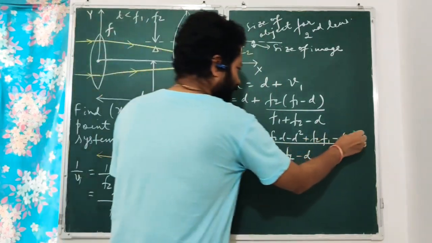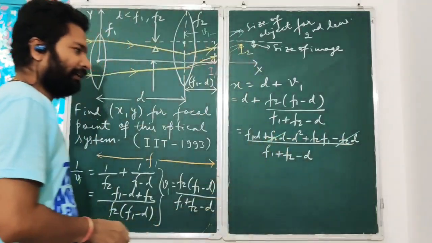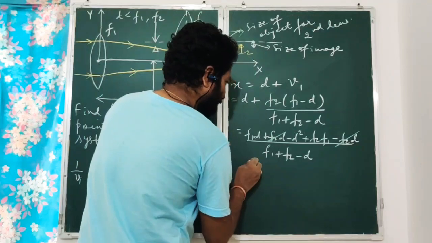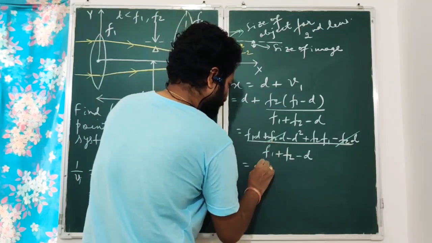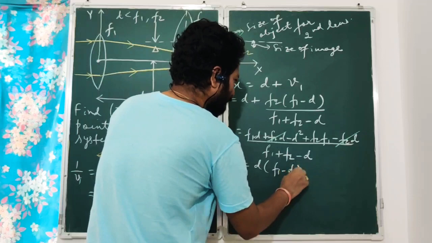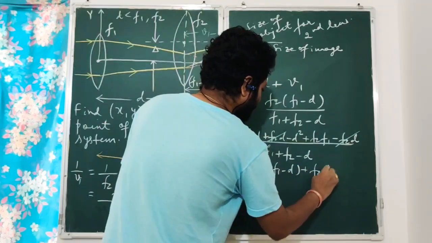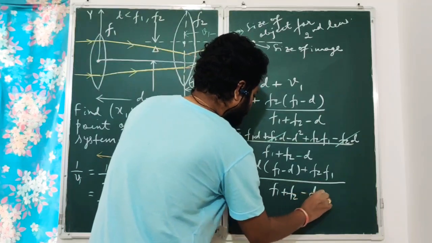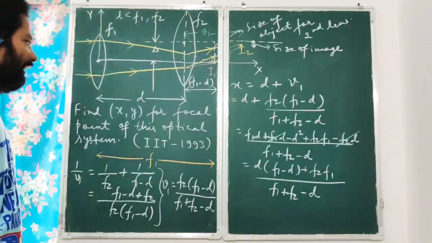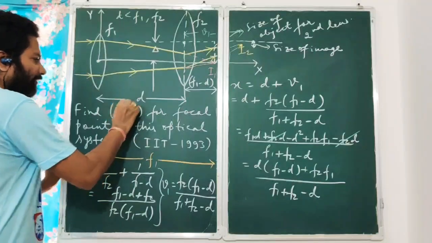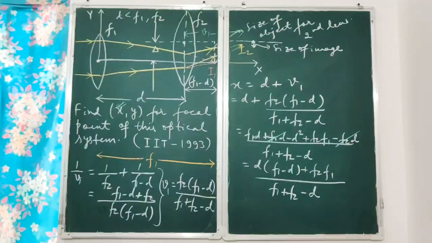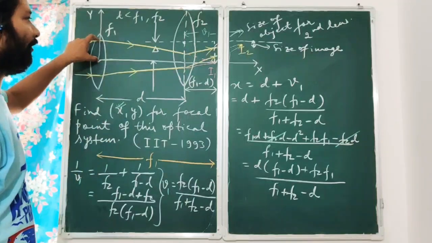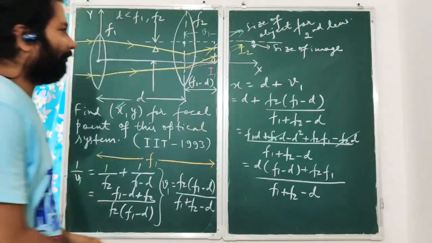So you can see plus F2D and minus F2D will get cancelled, and what you get is D into (F1 minus D) plus F2F1, divided by (F1 plus F2 minus D). So we have been able to find out x. Now it is time for us to determine the value of y. So y has to be measured from here. So what will be the y value?